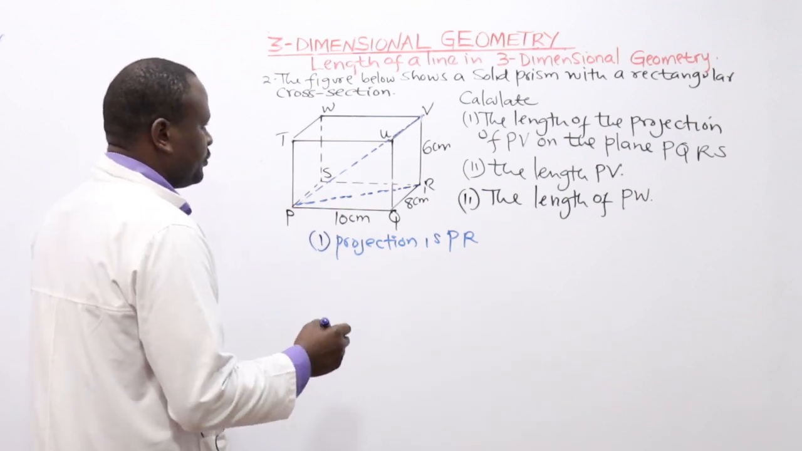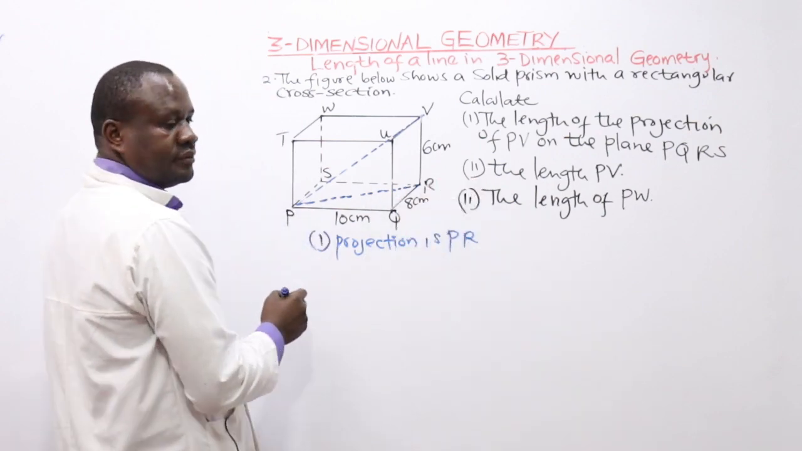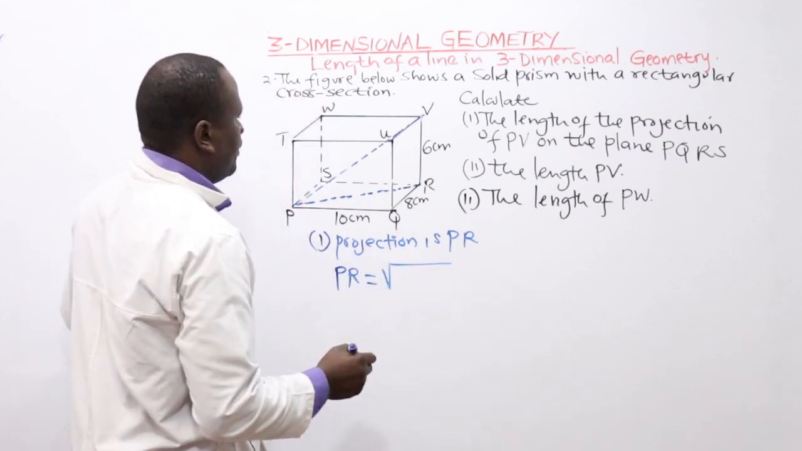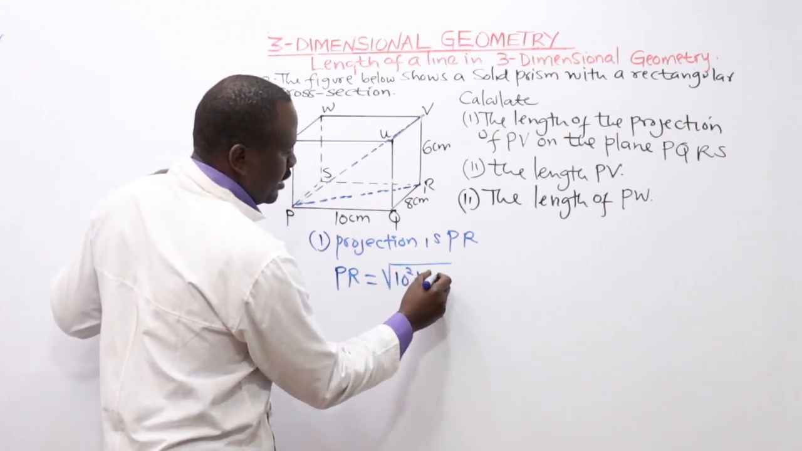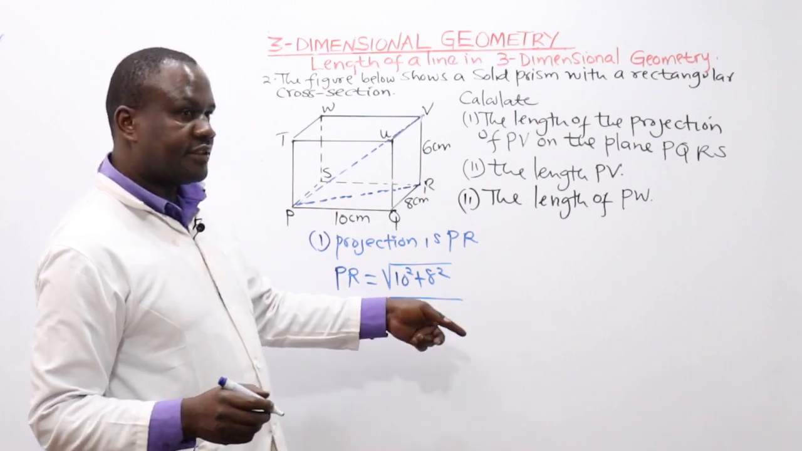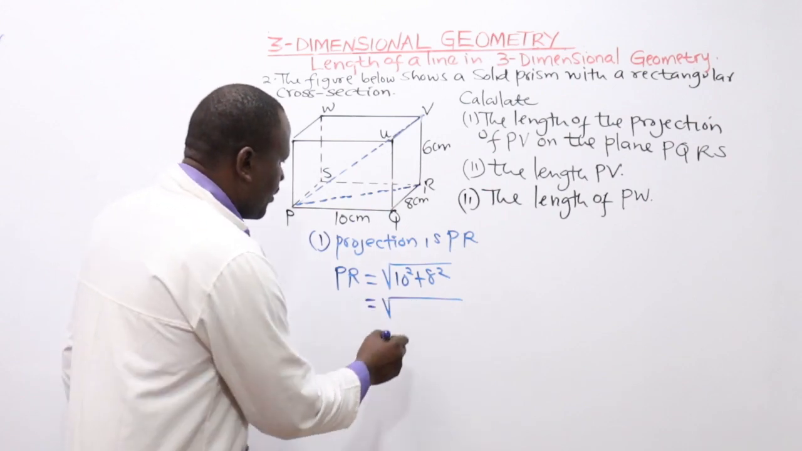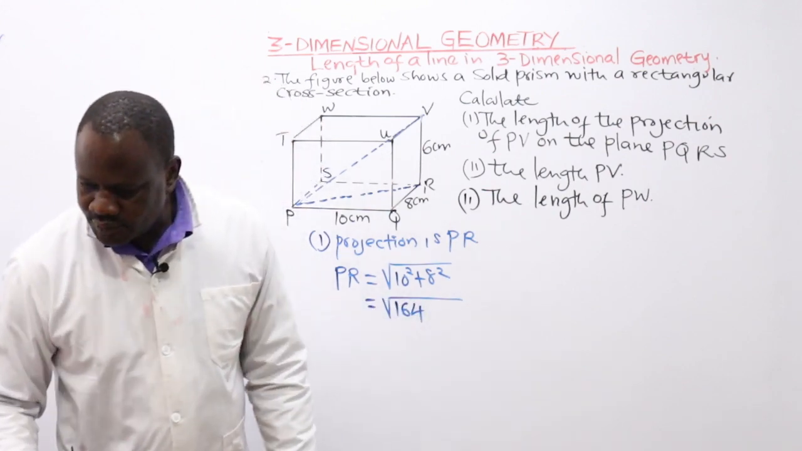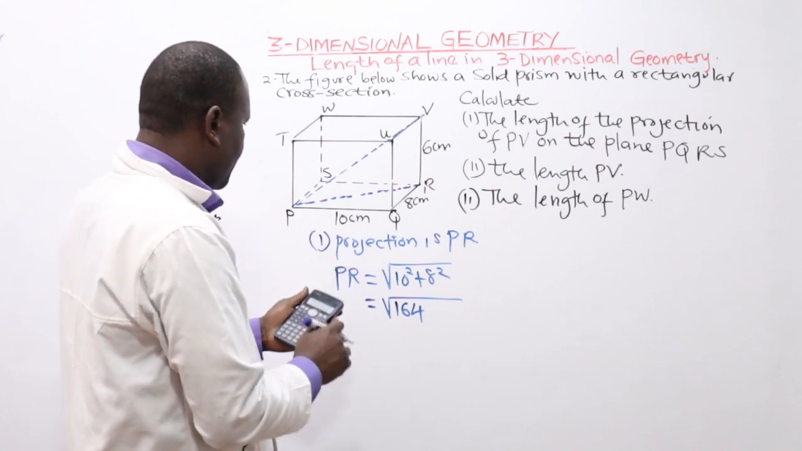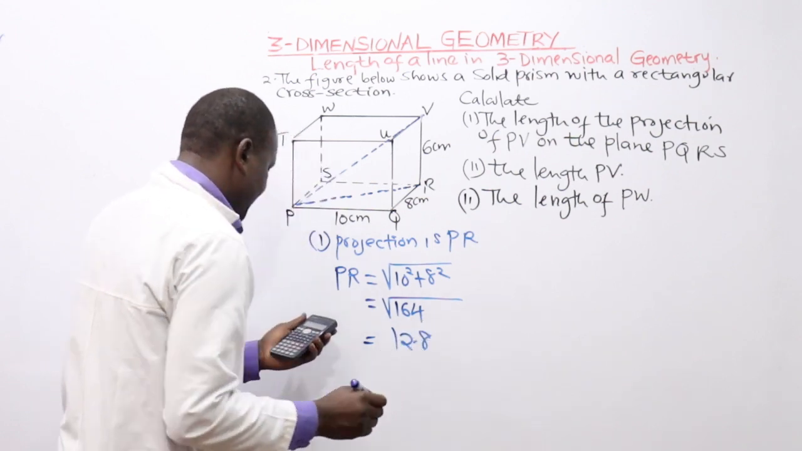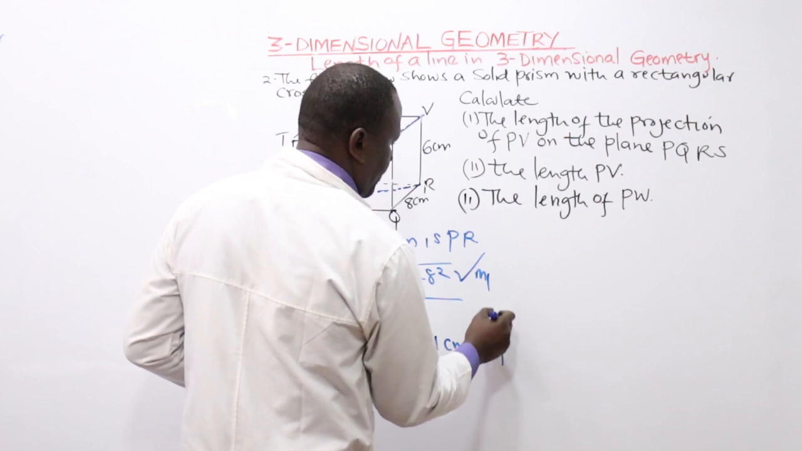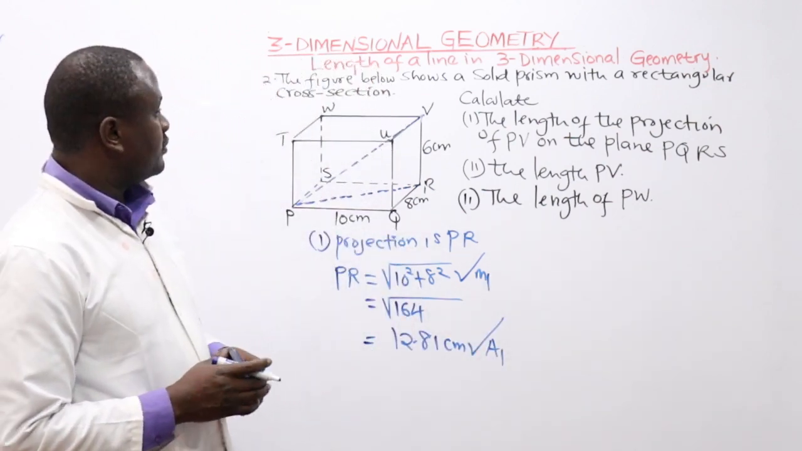Again, we use Pythagoras theorem, where PR is the hypotenuse. So PR is the square root of 10 squared plus 8 squared, which will be the square root of 100 plus 64, 164. Using the calculator, you get the square root of 164. The answer is 12.81. That is question 1.